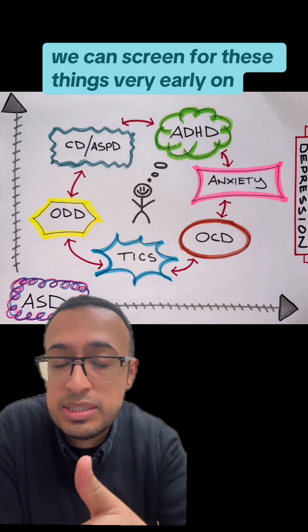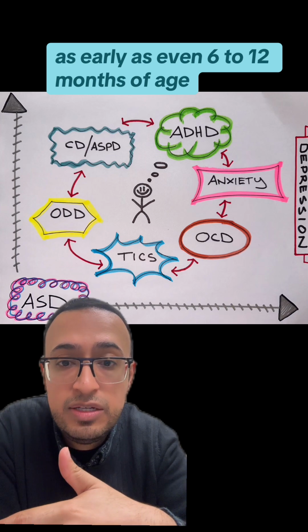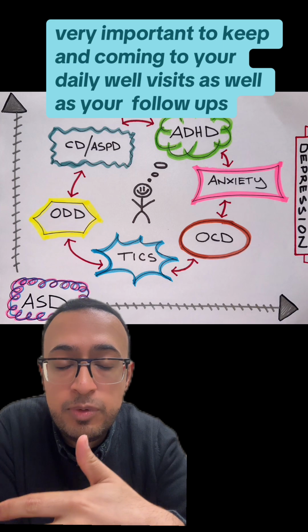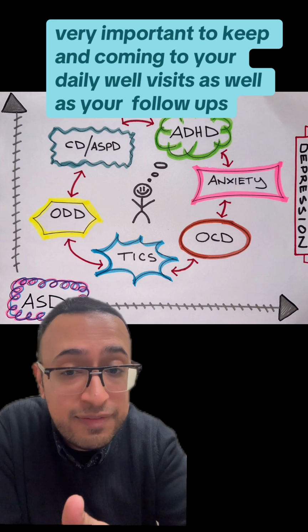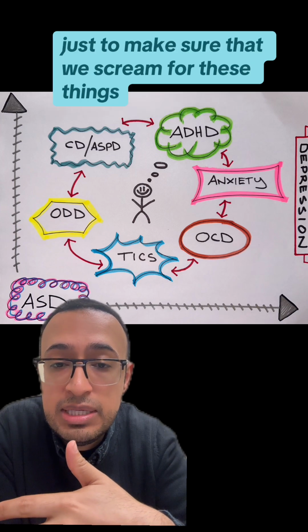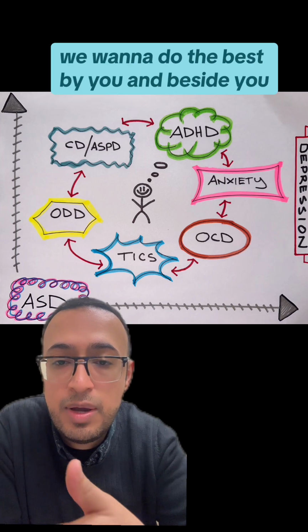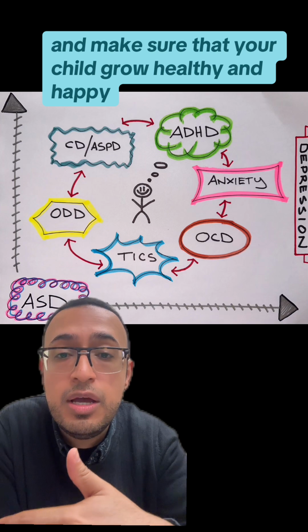We can screen for these things very early on, as early as 6 to 12 months of age. So it's very, very important to keep coming to your well visits as well as your follow-ups just to make sure that we screen for these things. It's very, very important because at the end of the day, we want to do the best by you and beside you and make sure that your child grows up healthy and happy.